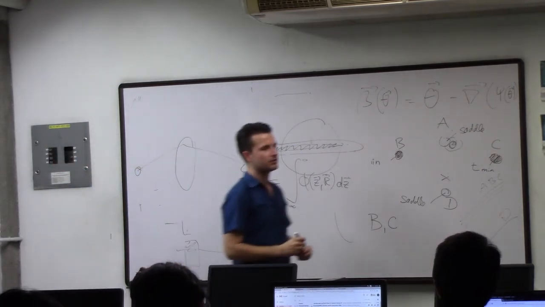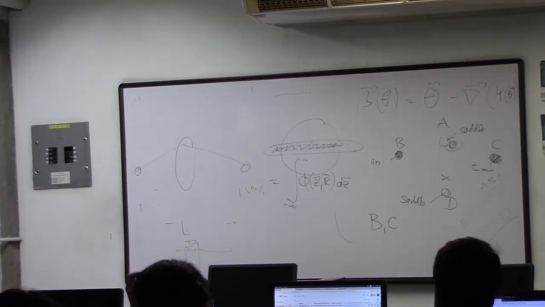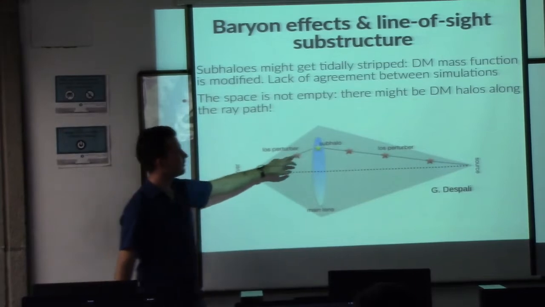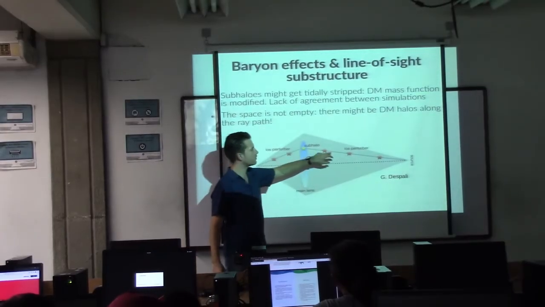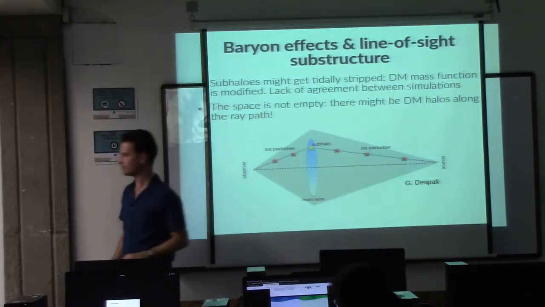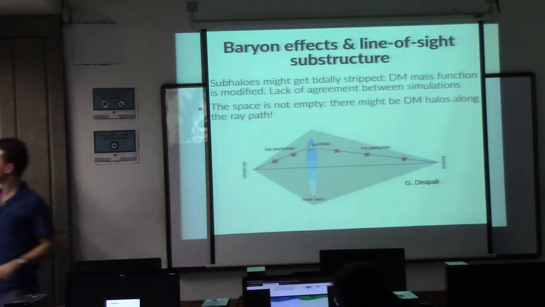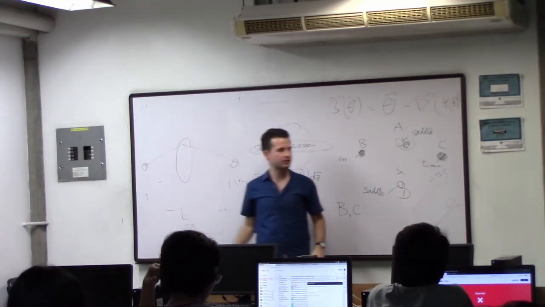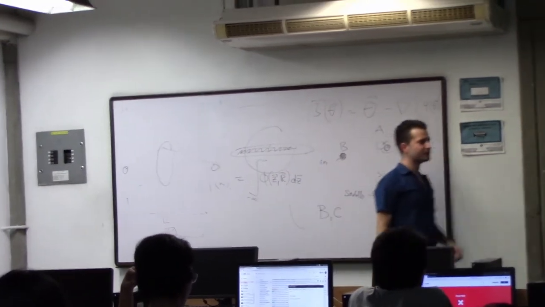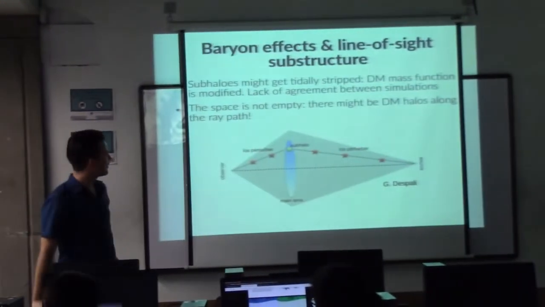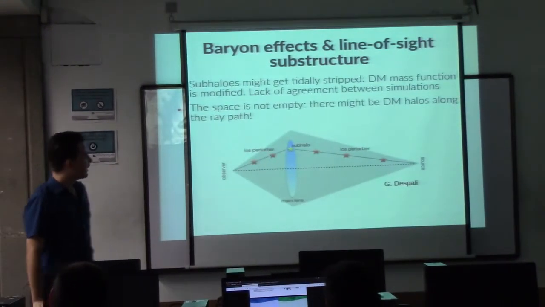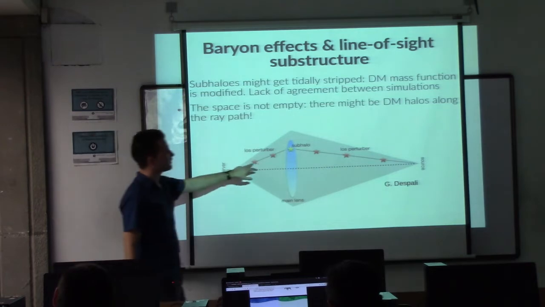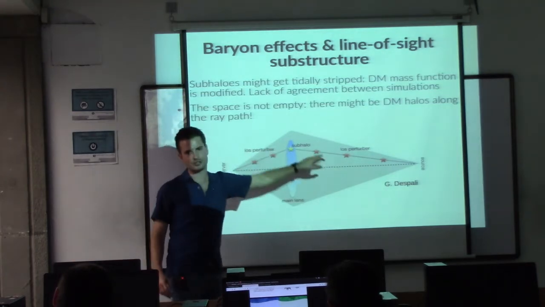That is not true. In simulations you will find there is a lot of small subhalos along the line of sight, which means that the rays will have perturbations not only around the lens, but also everywhere along the line of sight. And so the big question for the last decade or so has been, how important is this line of sight structure?